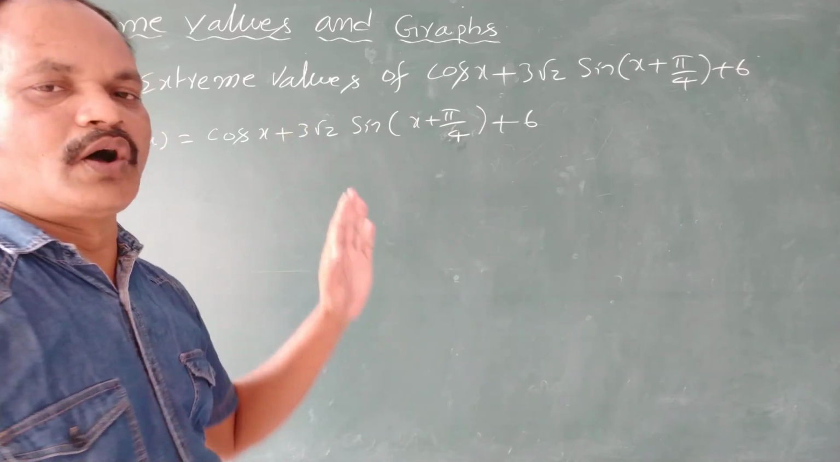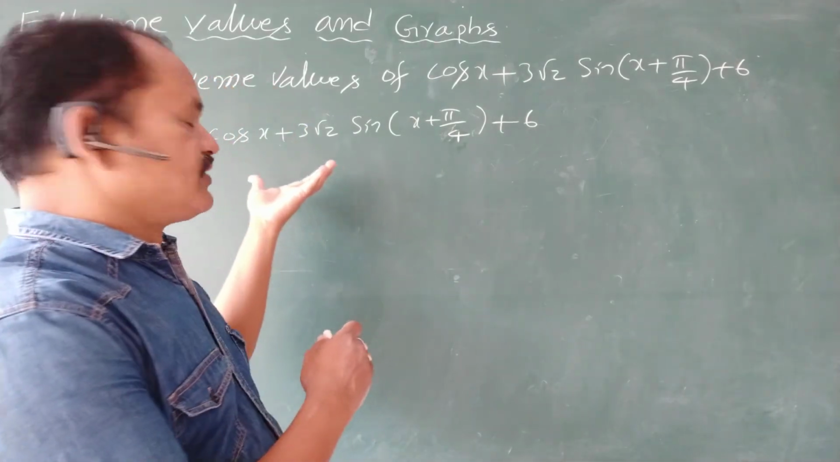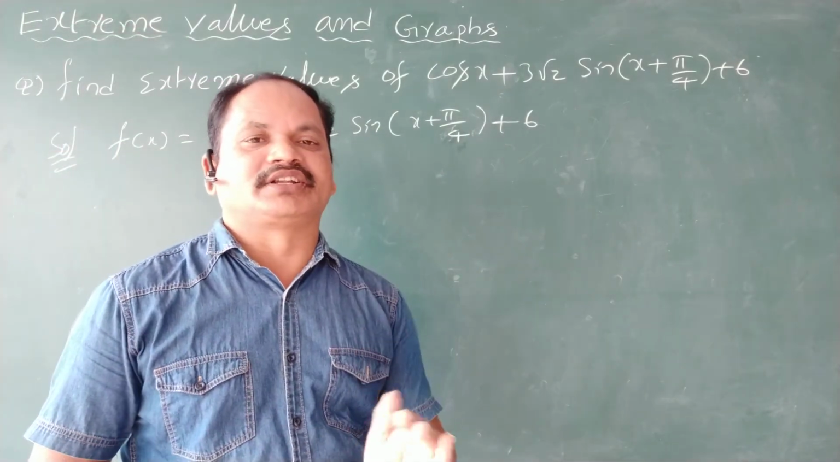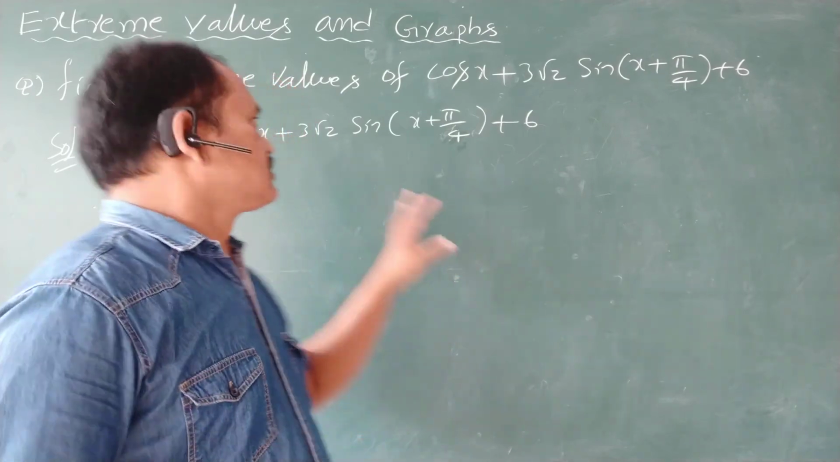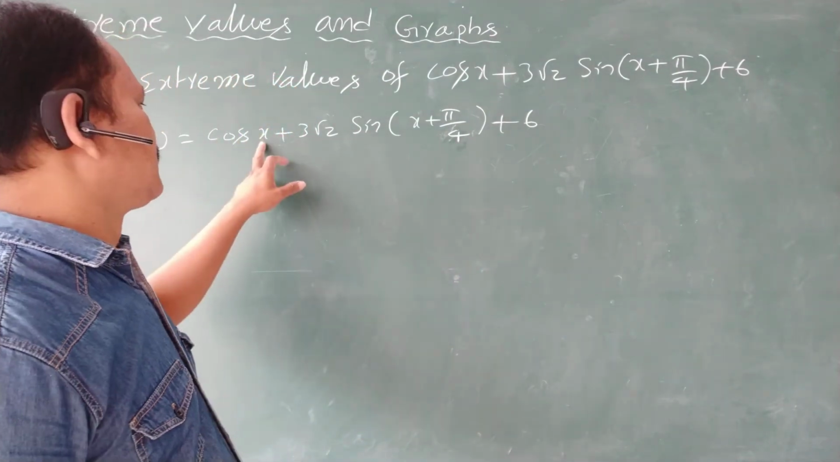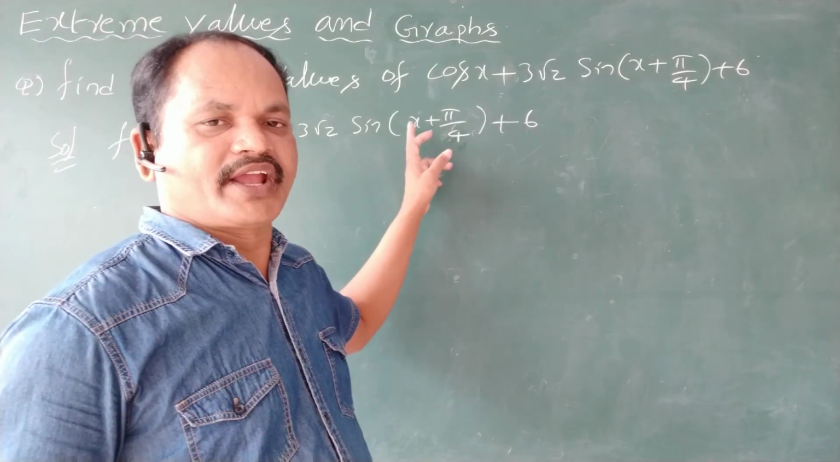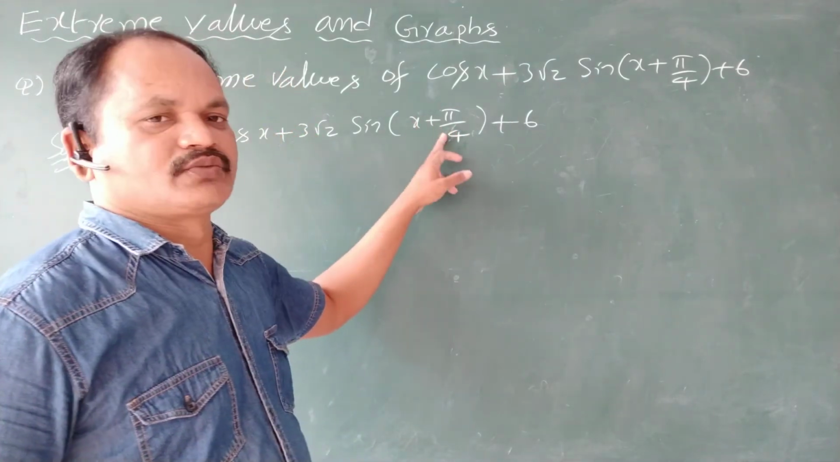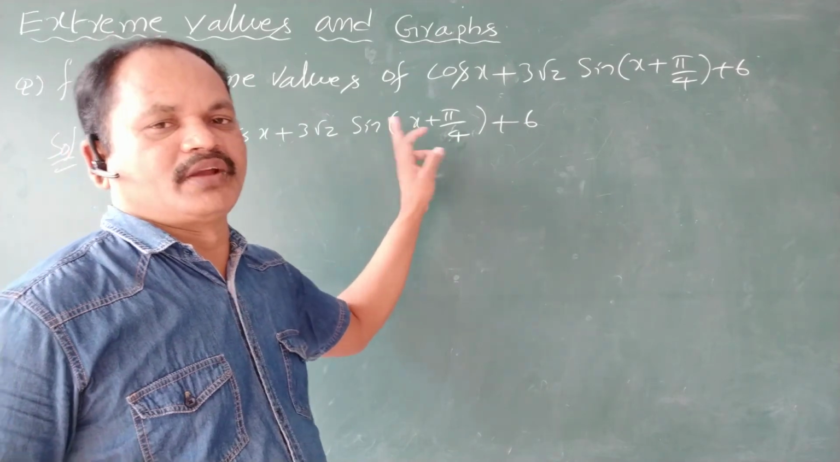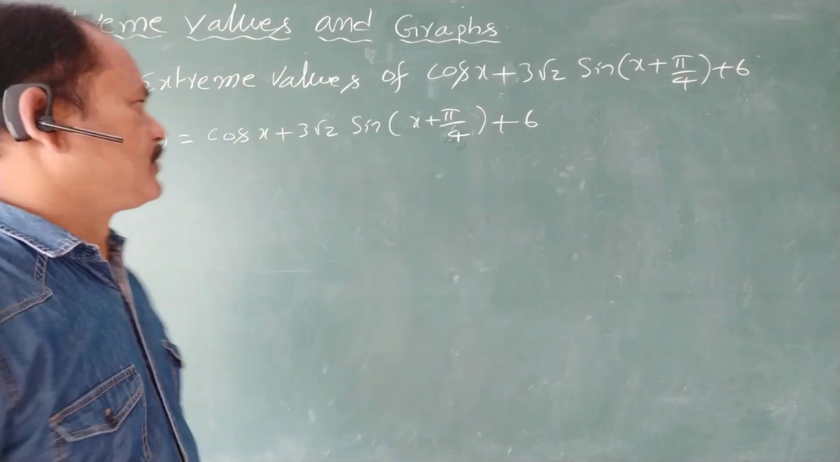That means we will convert it into the form of a cos theta plus b sin theta plus c. So the same angle should be there, but here the angles are different. Here it is x, here it is x plus 5π/4. Now we have to expand this one, expand in the form of sin of a plus b. After that we have to simplify this.